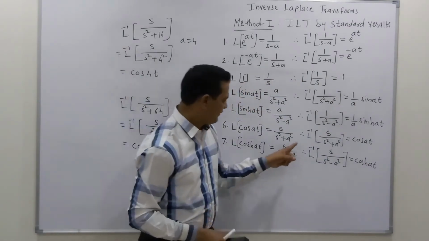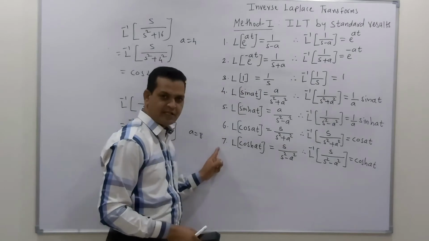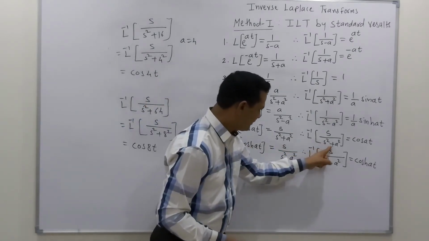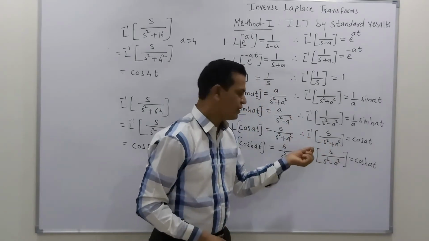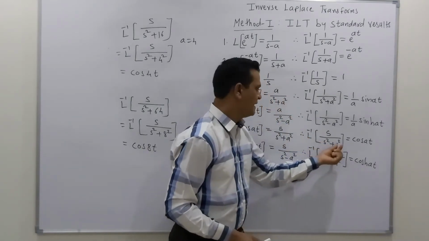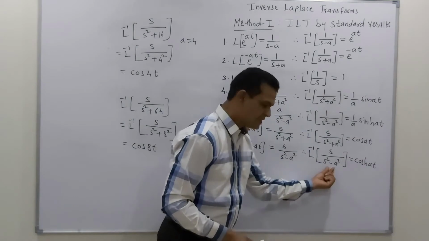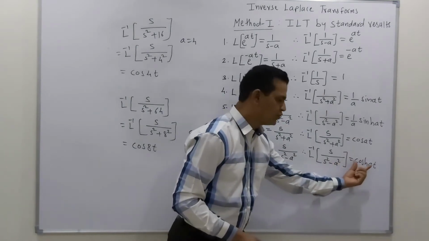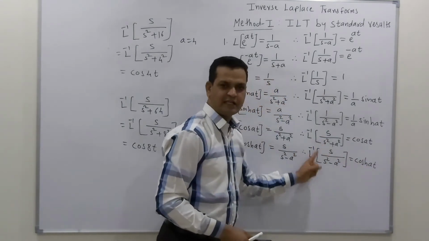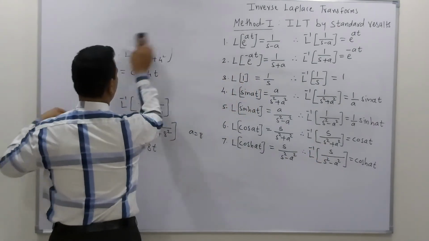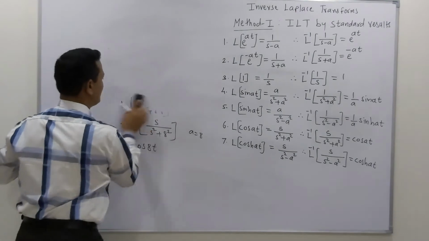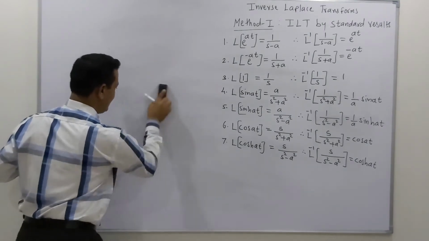Now observe the difference between the 6th and 7th results. When the middle sign between s square and a square is plus, then the cos term is there. When the middle sign between these two terms is minus, then use the hyperbolic function. Otherwise the result is the same, only the difference is in the sign. Now to understand result number 7, let's take a simple example.